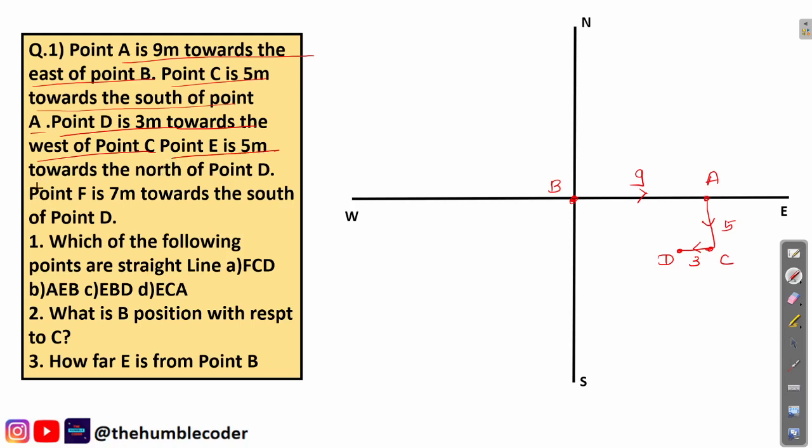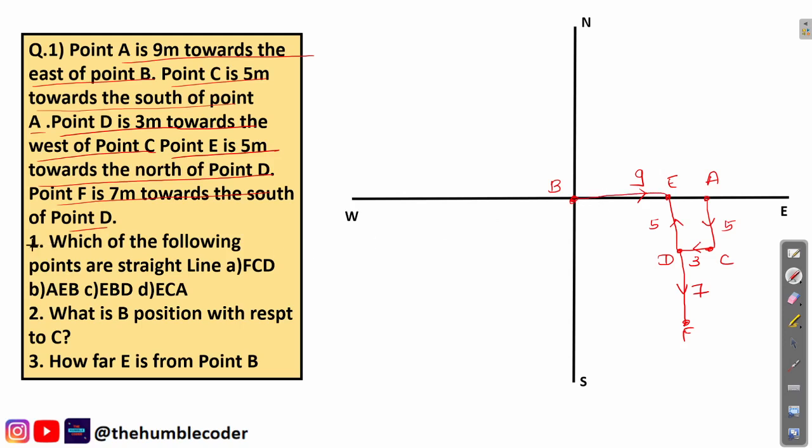Next is point E is 5 meters towards the north of point D. So north of point D will be here, and this is exactly 5, and point E will be here. Next is point F is 7 meters towards the south of point D. So south of point D is in this direction and point F is after 7 meters. So finally we have drawn all the lines as it was given to us in the question.